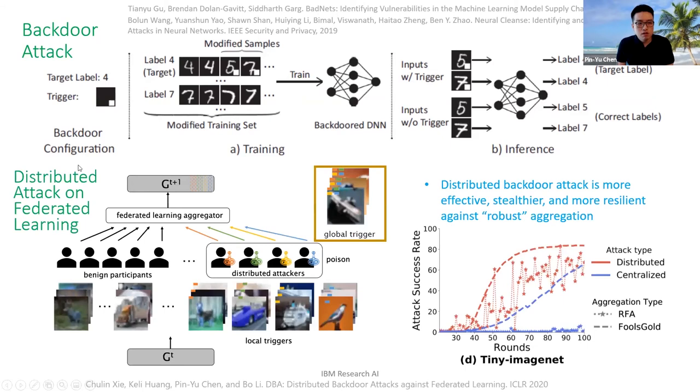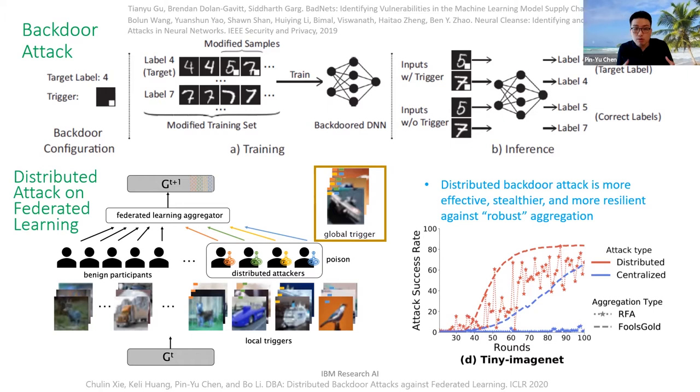So one very interesting thing we did last year is that we extended this attack and made it distributed on a federated learning system. Federated learning is a very popular machine learning platform where each client has some local, private data, like hospitals or banks, but they want to jointly train a global model while preserving privacy. In this case, we assume you have a subset of attackers that will try to poison the federated model.